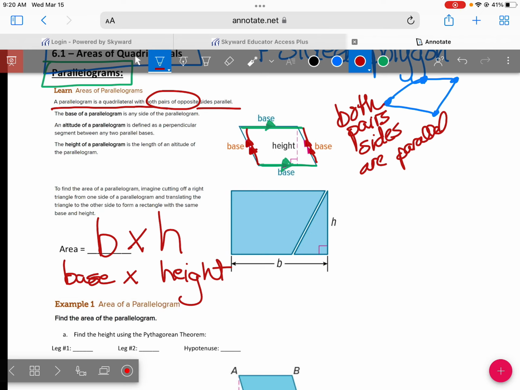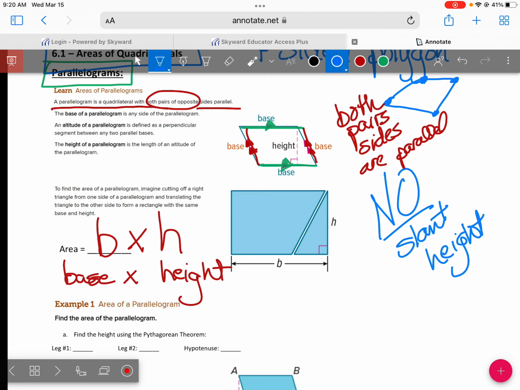I want you to write in here, just say no to slant height. Just say no to slant height. Ty, make sure you get that written down.